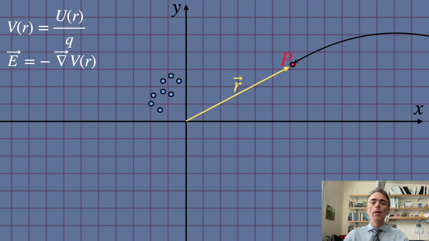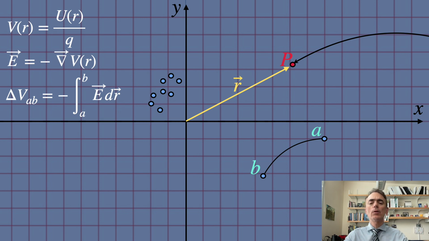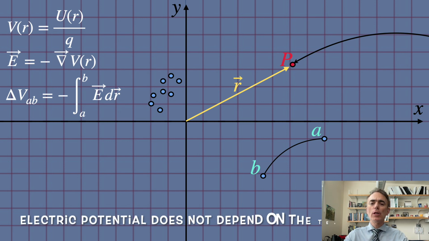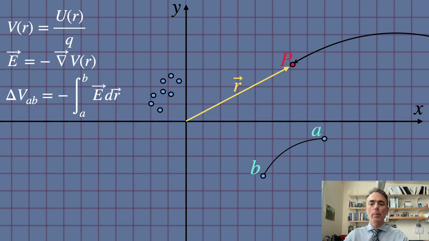Or put another way, the potential difference between 2 points is the negative line integral of the electric field between these 2 points. Just as with the electric field, the electric potential does not depend on the test charge. The potential will be there no matter if we measure it or not. We also found that the electric potential created by a point charge is kq over r. This potential could be positive or negative depending on the sign of the charge.